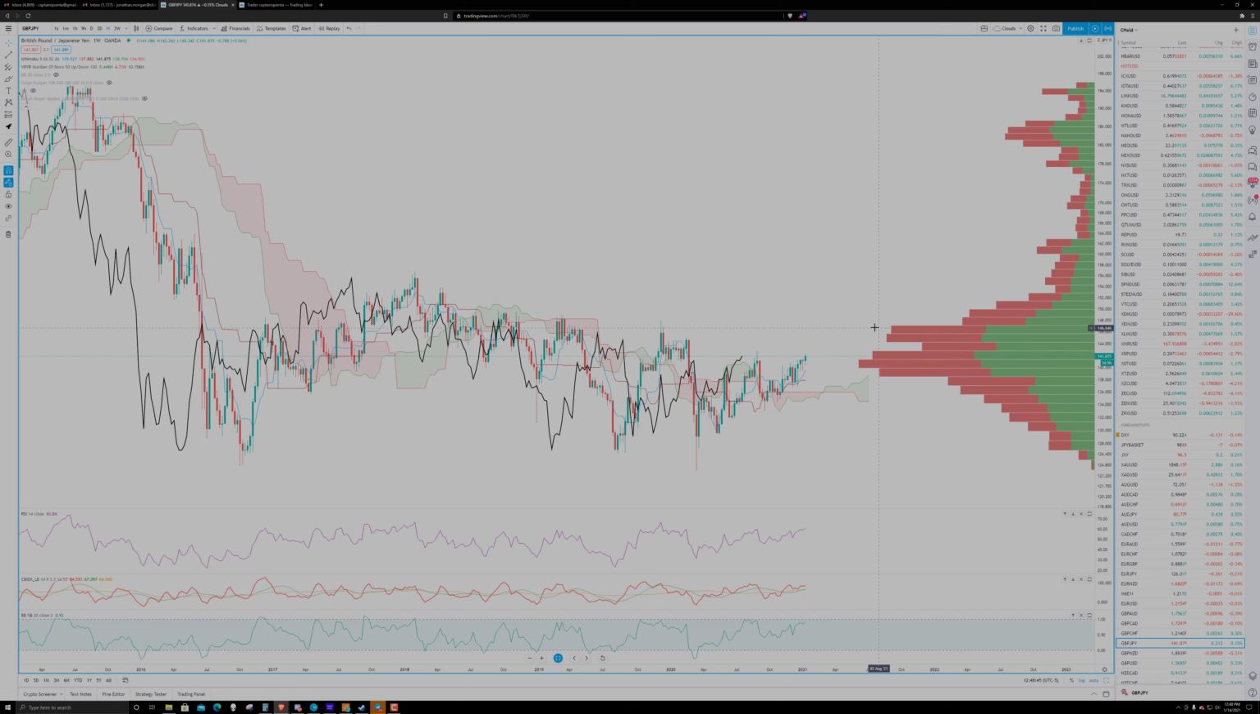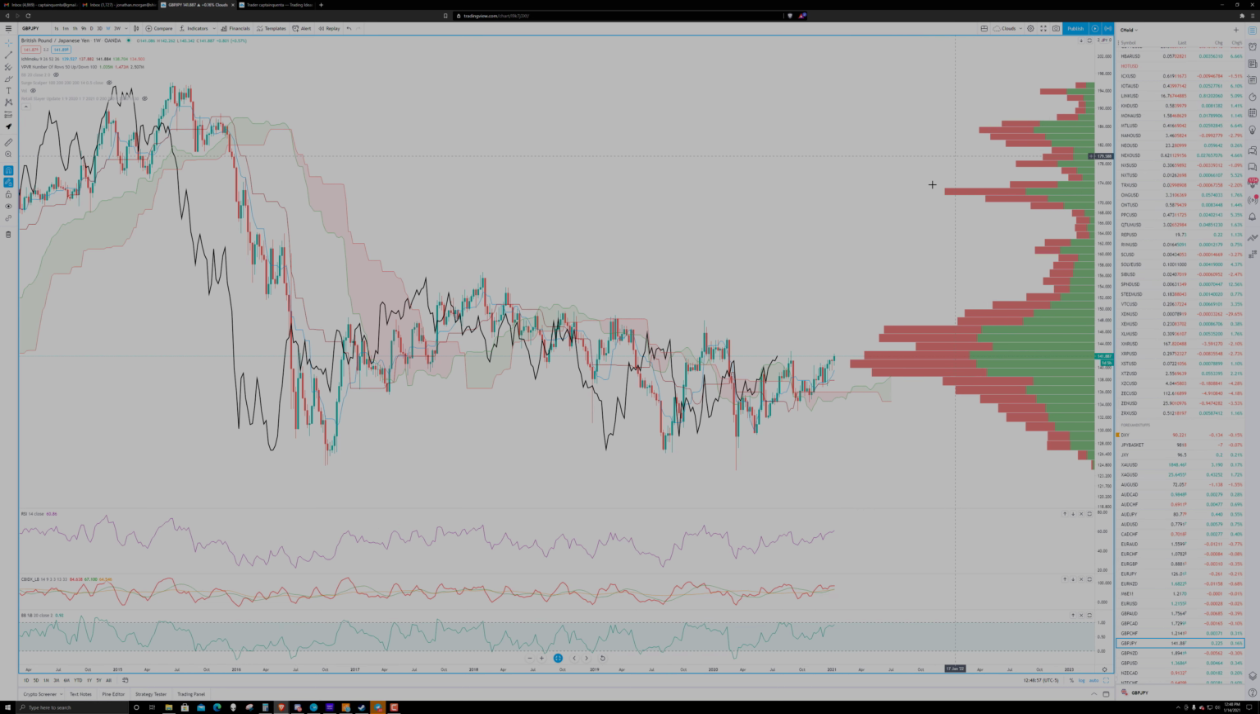And take note of 146.53. If prices do trade higher and they break out above, we should expect to see a really nice move higher. Why? Because the volume profile gets pretty thin. If you're unfamiliar with how this works, what you want to look for are what we call high volume nodes and low volume nodes. So this is a high volume node, this is a high volume node, and this is a high volume node.